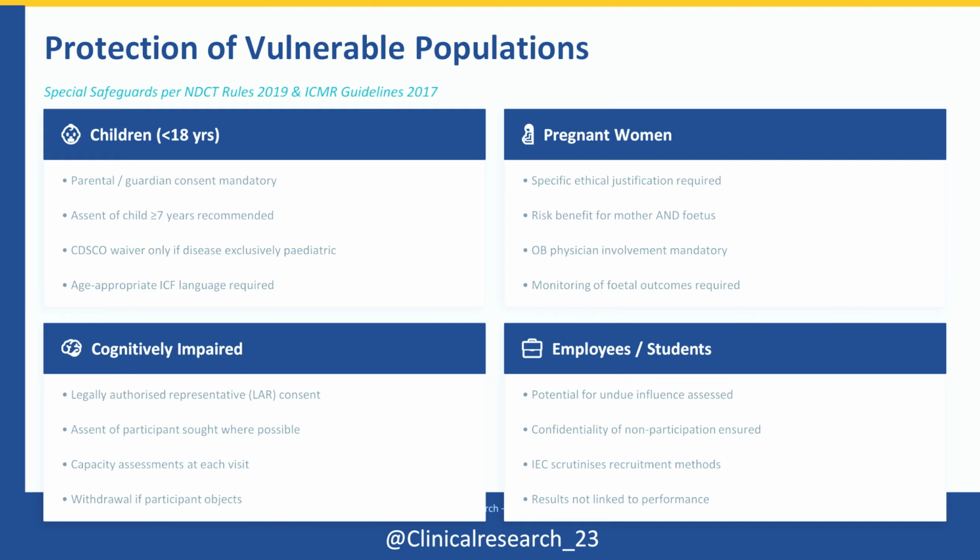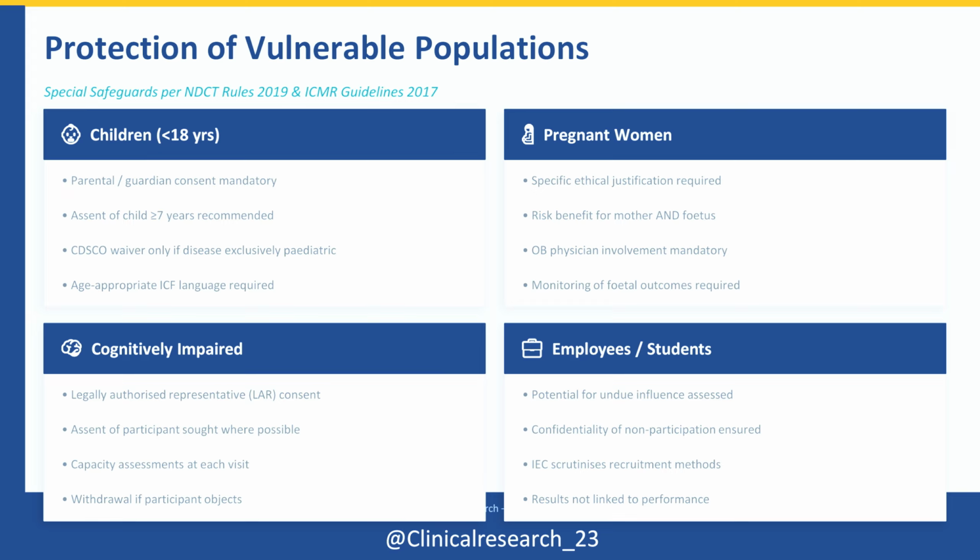We also need to conduct capacity assessments at each visit to ensure they understand the study and can make informed decisions. Where possible, we seek the assent of the participant, especially when they are capable of understanding, and always obtain consent from a legally authorized representative if needed. For individuals who are cognitively impaired, monitoring fetal outcomes becomes especially important, and involving an obstetrician is mandatory.